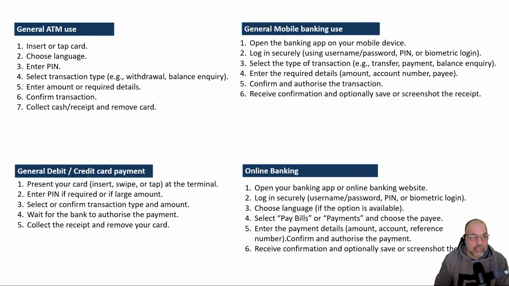Okay, so the next slide I've got here for you is the general use for these payment methods or these banking applications that we've talked about. So the general use at an ATM is as follows. You insert or tap your card, you choose the language, enter the PIN, select transaction type, i.e. withdraw or balance inquiry, enter the amount or required details. For example, if you want a balance inquiry or you want a statement, you're going to put the dates that you want the statement for. If you're going to withdraw cash, put how much you want to withdraw. Confirm the transaction, collect your cash, and choose if you want a receipt. Remove your card.